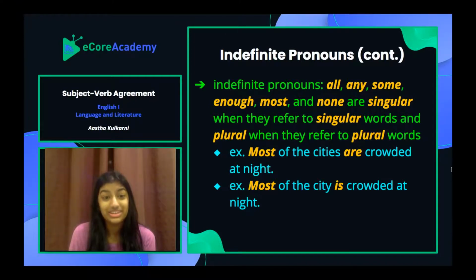So as you can see in the first example, "Most of the cities are crowded at night." This pronoun most is referring to cities, which is plural. So since cities is plural, we're going to use a plural verb for that. That's why we're using are. In the same example, if we alter it to refer to a singular word, then we're going to use a singular verb. So then it would be, "Most of the city is crowded at night."